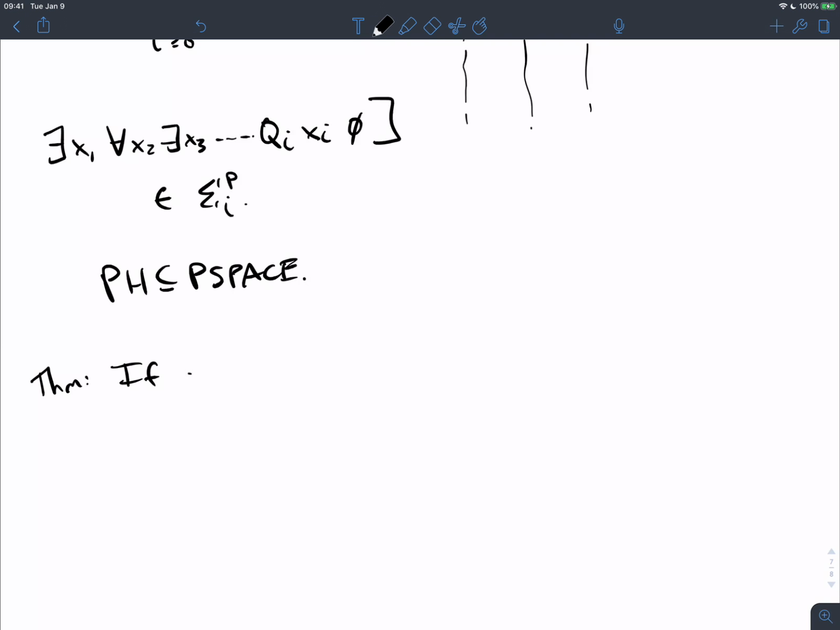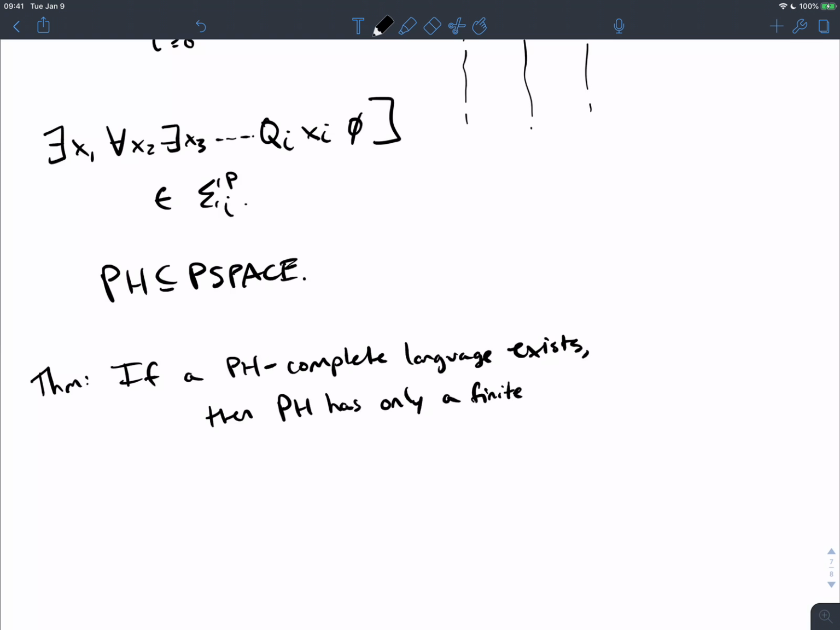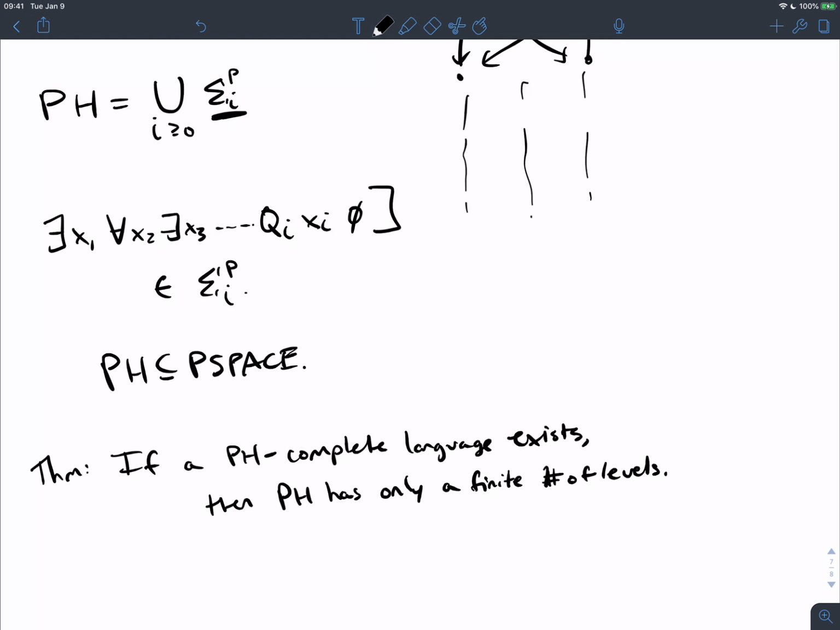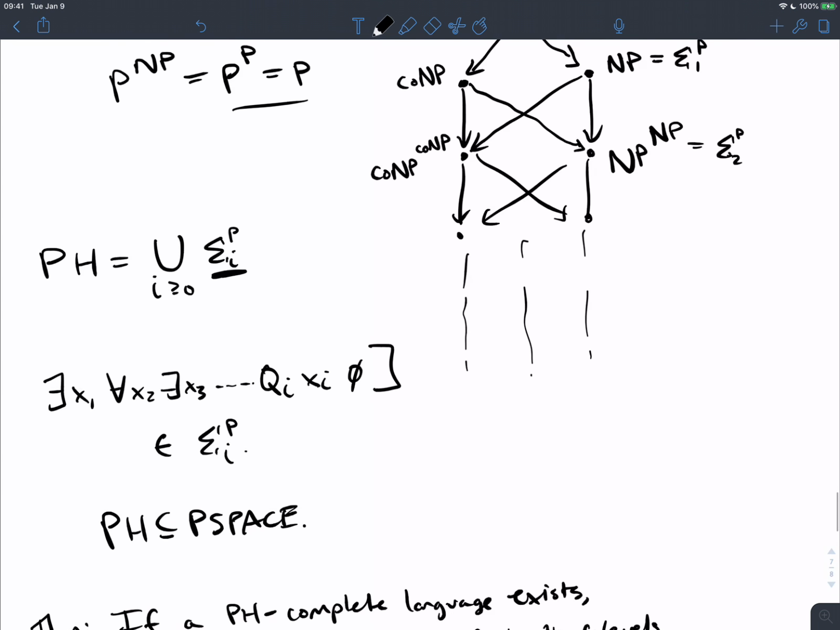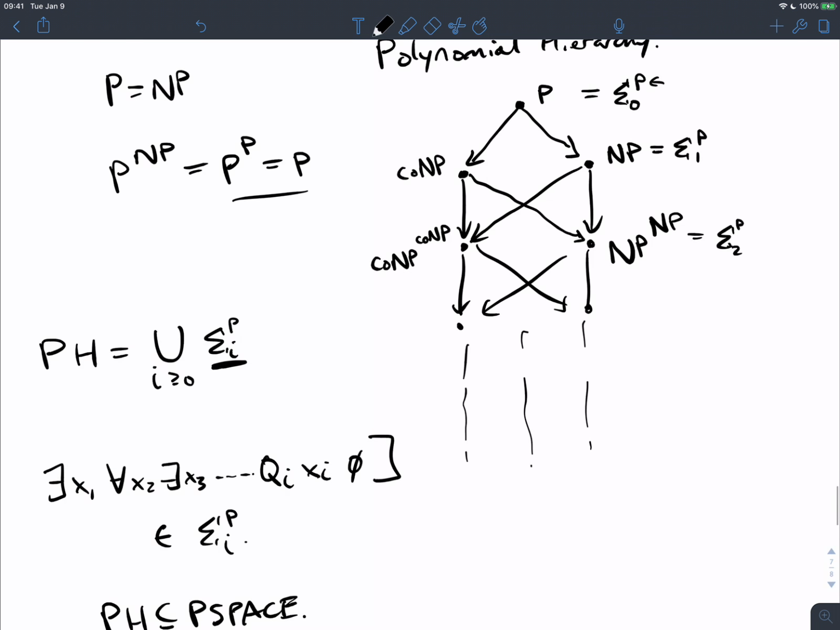If a polynomial hierarchy complete language exists, then PH has only a finite number of levels. So it may seem, just by intuitively looking at this diagram, that each layer is strictly going to get you more languages every time.